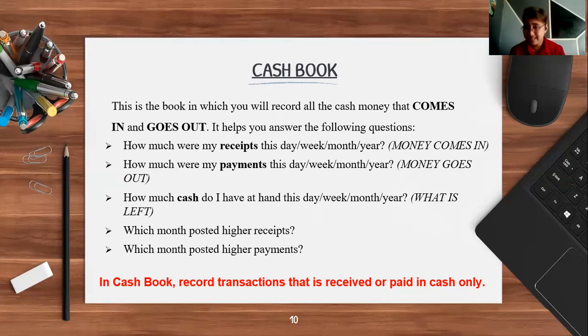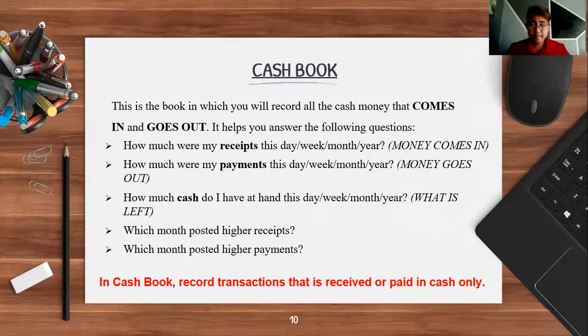First, how much were my receipts this day, week, month, or year? Yan yung pasok ng pera sa atin. Ilan ba yung nakuha natin na sale from the customers or from the clients? Next, how much were my payments this week, month, or year? Ito naman is yung money goes out. Ilan ba yung binayaran ni business sa mga transaction niya? Next is how much cash do I have in hand this day, week, month, or year? Ilan naman yung pera na natira from the payment? Ilan yung money on hand natin? It will serve as our day-to-day money, na kung saan it will help us na bumili ng mga produkto or mga supply from the suppliers.